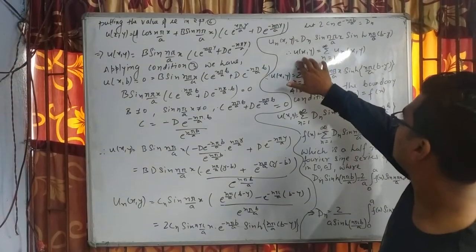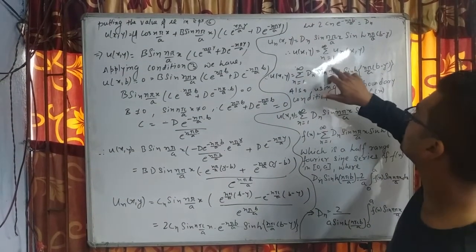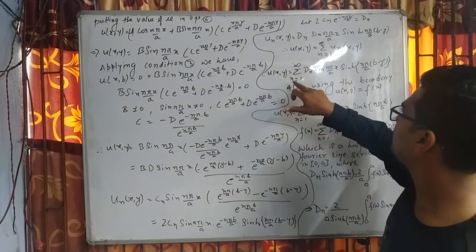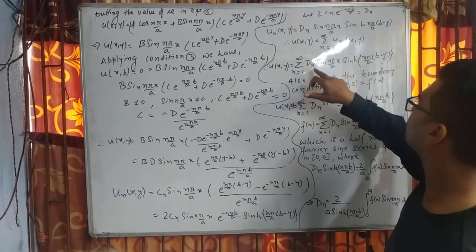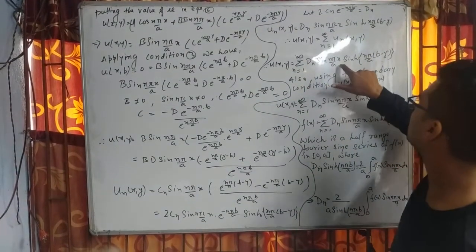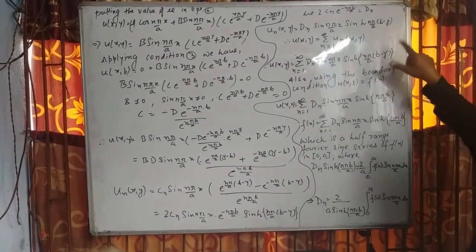Now to find the fundamental solution u(x,y), the summation runs over n equal to 1 to infinity of u_n(x,y), and we get u(x,y) equal to summation n equal to 1 to infinity, and we'll put the value of u_n(x,y), which was d_n sin(nπ/a x) sinh(nπ/a (b minus y)).